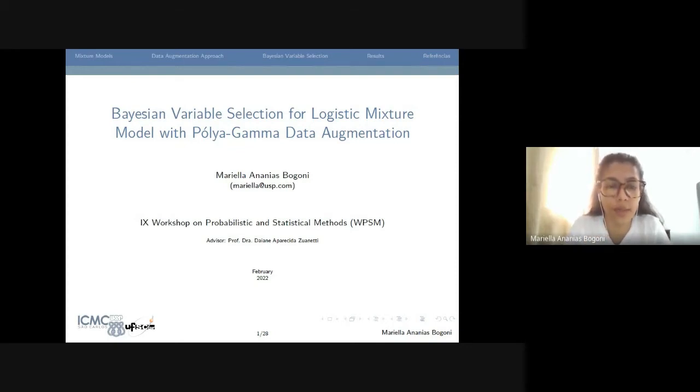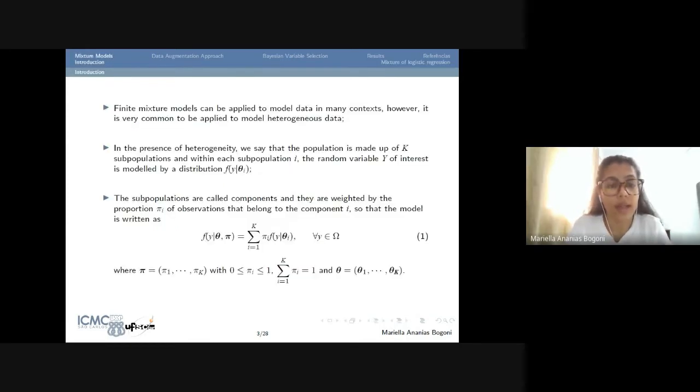Hello everyone, my name is Mariella and today I'm going to present Bayesian variable selection methods for logistic mixture model with Pólya-Gamma data augmentation. Finite mixture models can be applied to model data in many contexts.